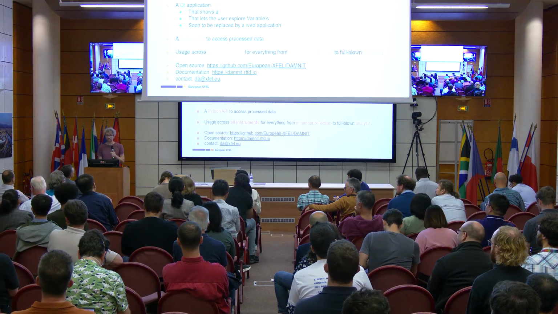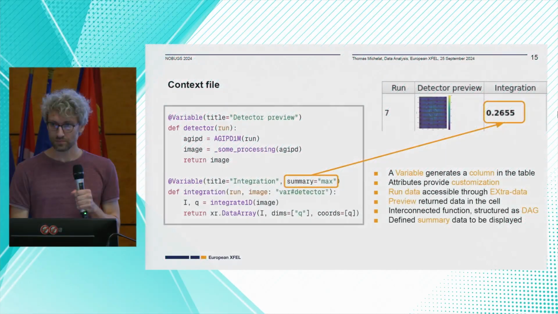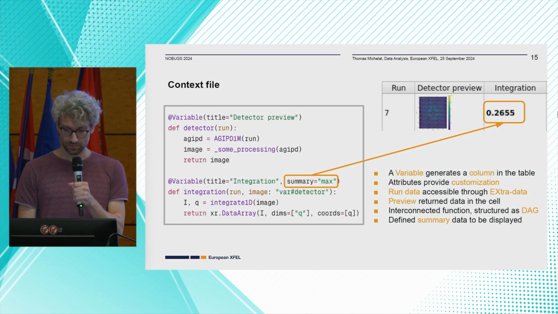On slide number 15, you showed that you express workflows as code. I was wondering where the parameters of this workflow go. For example, if you're integrating a diffraction image, I'm pretty sure you're going to need the geometry of the detector. So a workflow in general has parameters. How do you provide those?